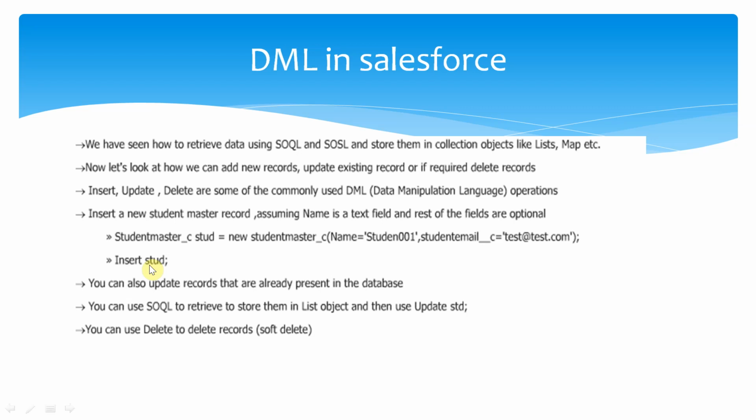and then you can do an insert or an update. You can also update records that are already present in the database, like you doing a query, get the ID, and then do that update. You can also do SOQL to store them in list objects and update a couple of records in one go, instead of one object at a time. You can use delete to delete the records. Deleted records stay in the system in the recycle bin for 14 days till the time you retrieve them.